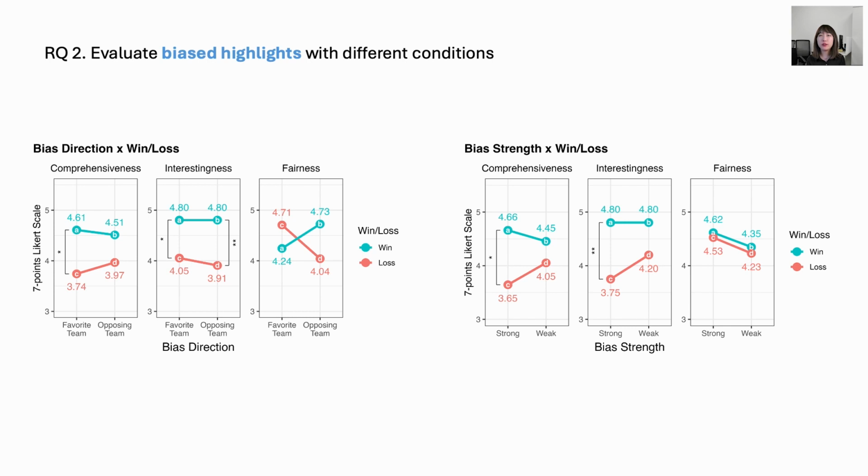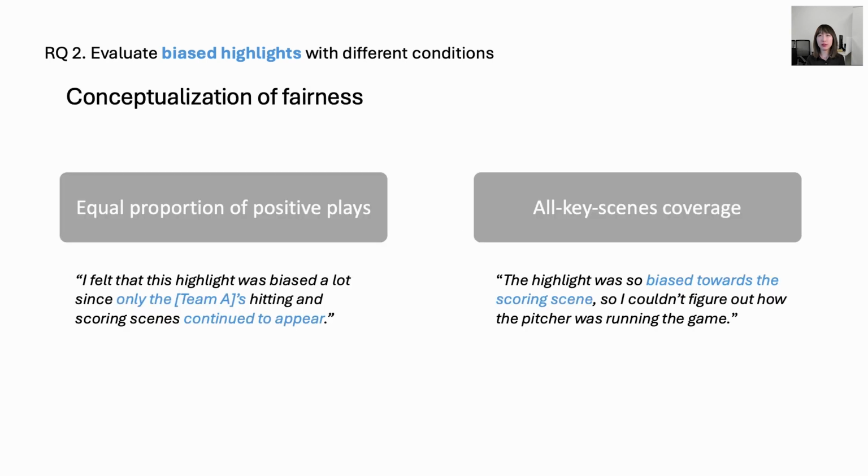Although around 90% of participants noticed bias, our study found no significant result on fairness. Interviews revealed varied understandings of fairness. Some saw equal team representation in highlights as fair, while others viewed a focus on scoring plays as biased.